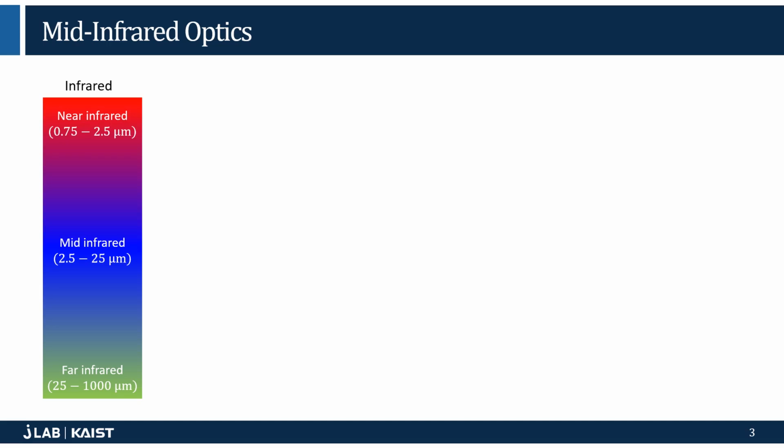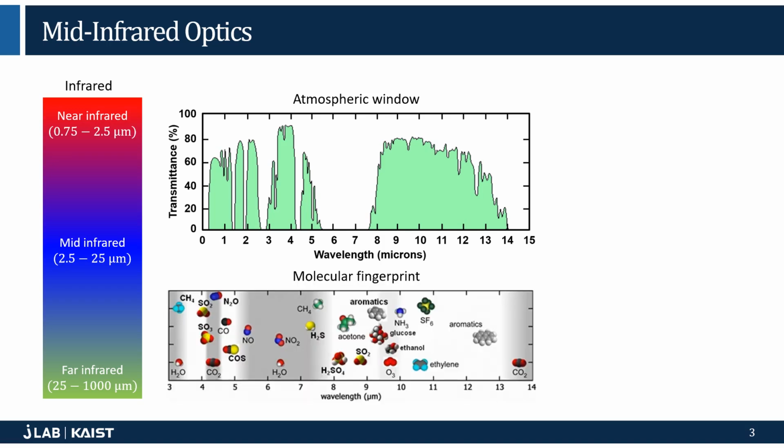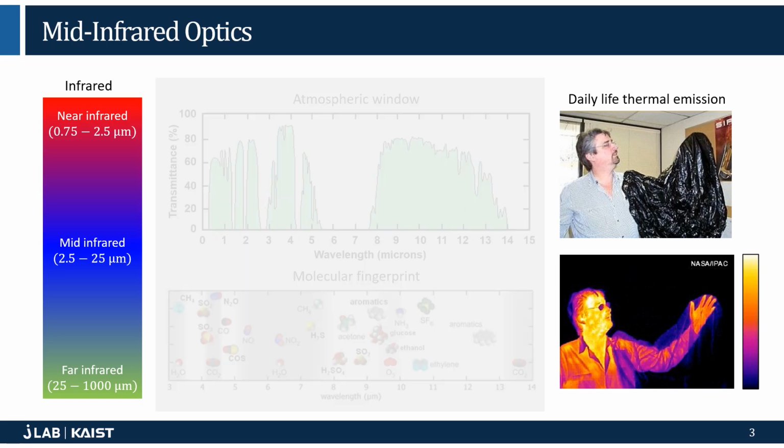So there are several important characteristics of the mid-infrared. One is the atmospheric window, that is a transparent sky, which could be applied to wireless communication. And it has the molecular fingerprint. This is really important as a sensing application. And the other is the daily life thermal emission. That is the thermal emission from room temperature to a few hundred degrees Celsius. So here I focus on this thermal emission.